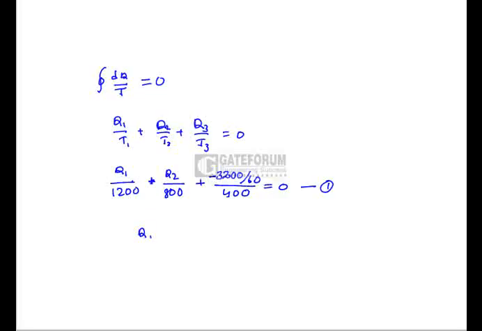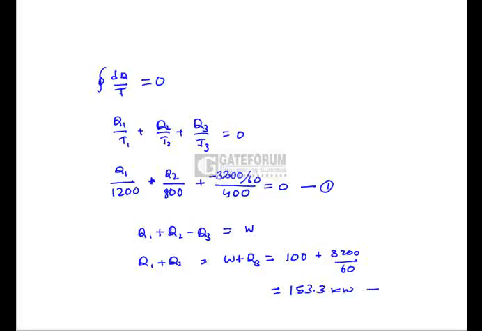Now consider another one, that is the cyclic integral of dQ is equal to the cyclic integral of dW. That is Q1 plus Q2 minus Q3 is equal to the work done by the heat engine. So Q1 plus Q2 is equal to W plus Q3, which is 100 kilowatts plus 3200 by 60, which gives in kilowatts nearly 153.3 kilowatts. Consider this as the second equation. Now solve the above two equations.